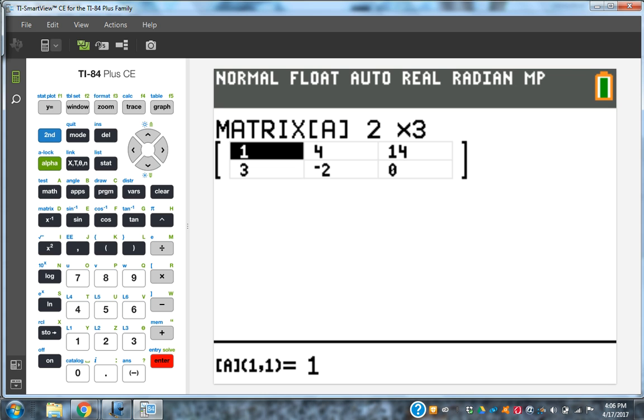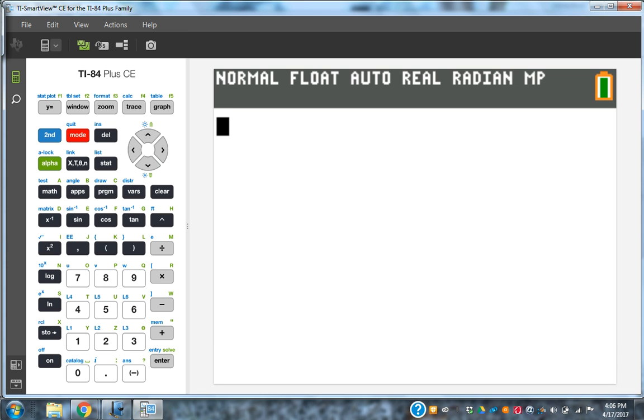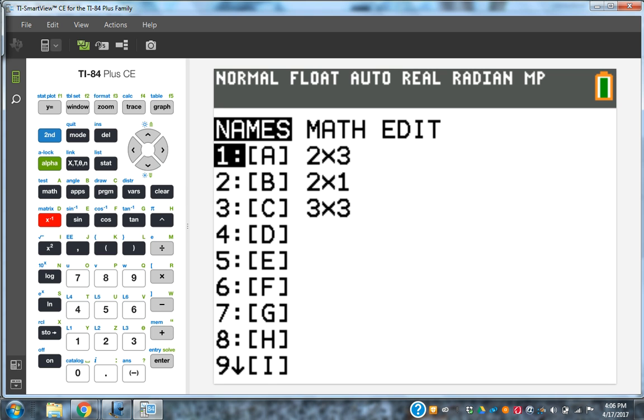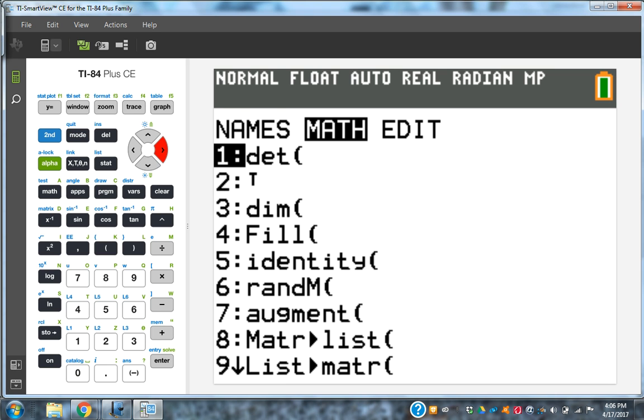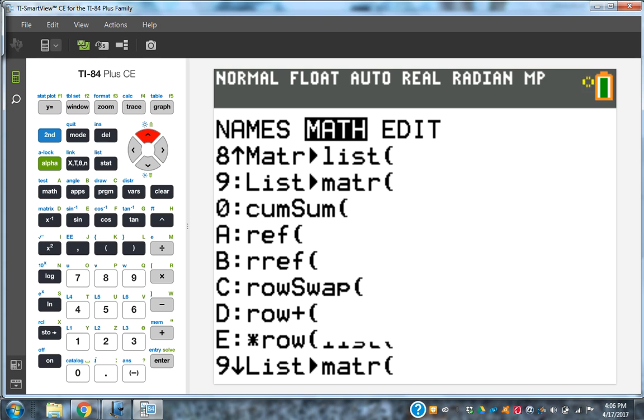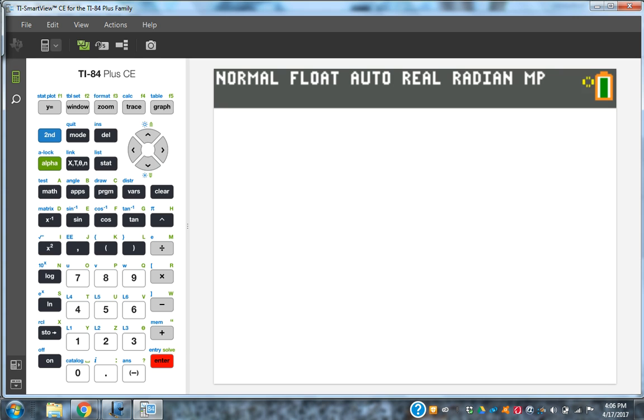That's the same. So second, quit to go back to the regular calculator screen, and we want to use RREF. So second matrix, and then I'm going to go over to the math menu. In that matrix menu, there's a math menu. If you press the up arrow key, it's the quickest way to get there. Or alpha B will also get you to RREF. That stands for reduced row echelon form.